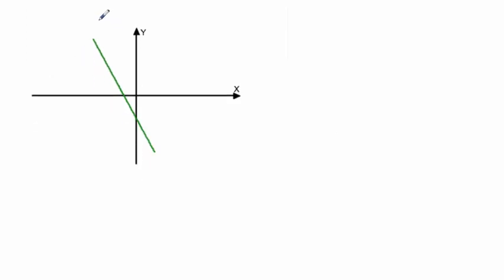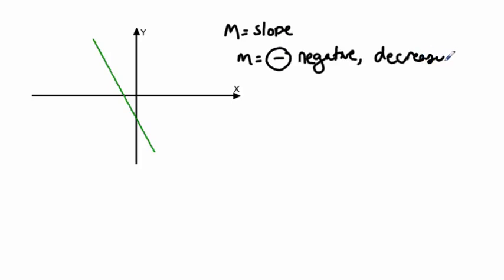So in this graph right here, we want to determine if m and b are positive or negative. Remembering that m is the slope and b is the y-coordinate of the y-intercept. So m is, since this line is going down, it's going to have a negative slope, it's decreasing. M is negative because the line is decreasing.